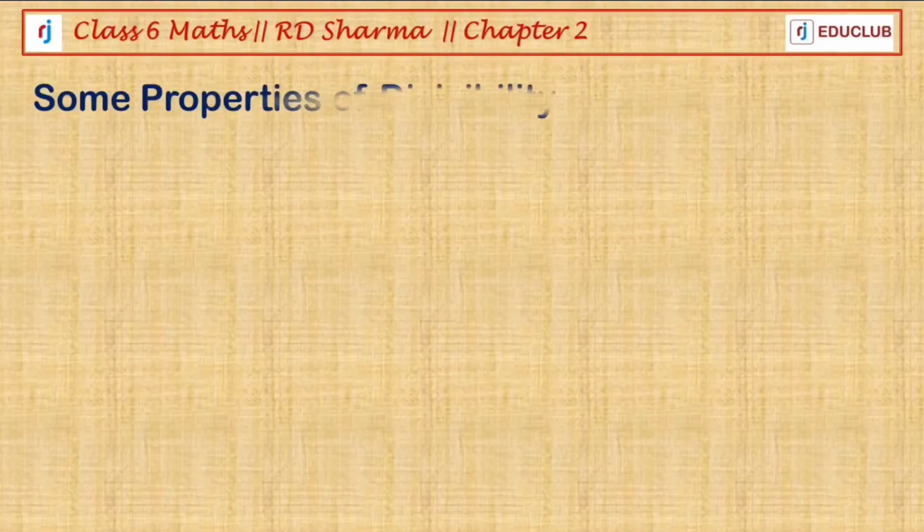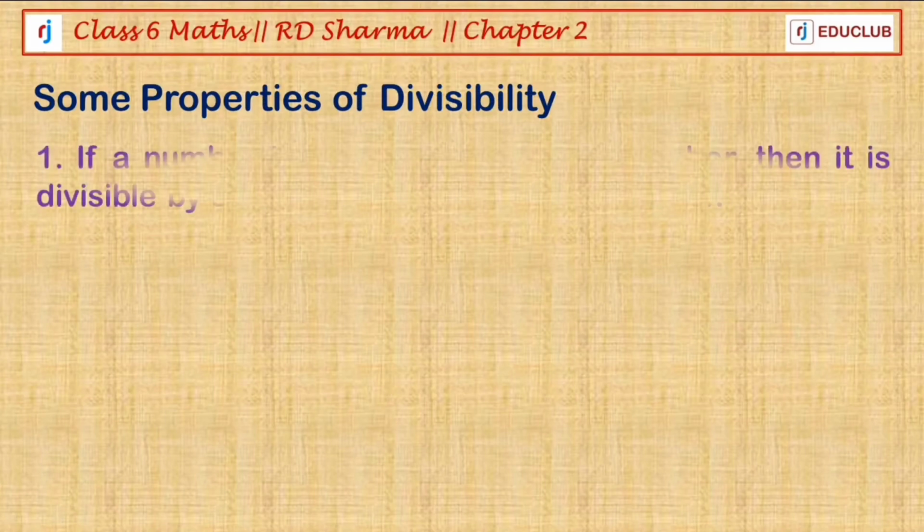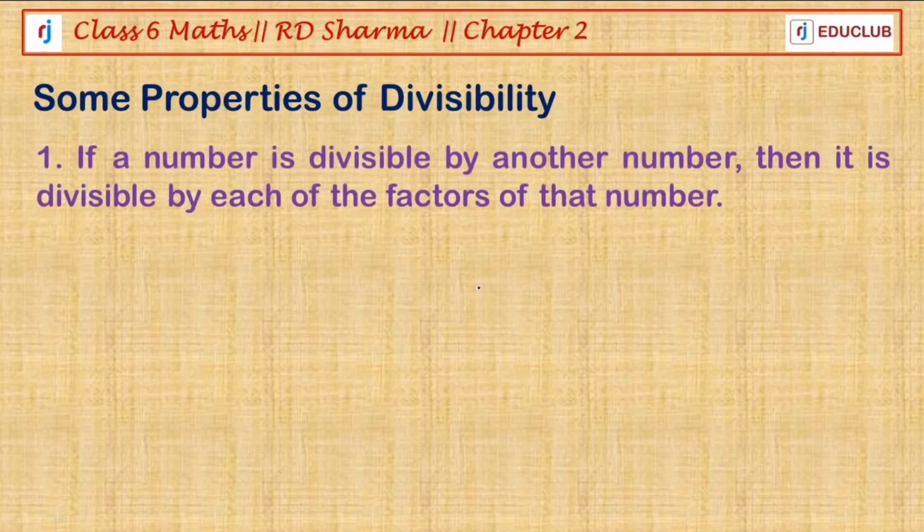Next, we will read some more properties of divisibility. If a number is divisible by another number, then it is divisible by each of the factors of that number. If we divide a number by another number, then the number will also be divisible by the factors of that number. Let us take an example.